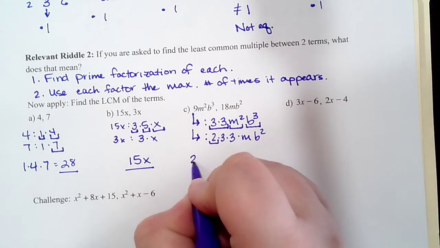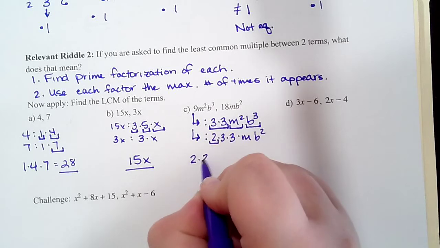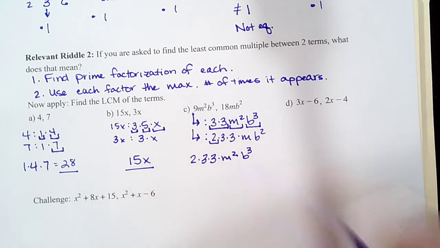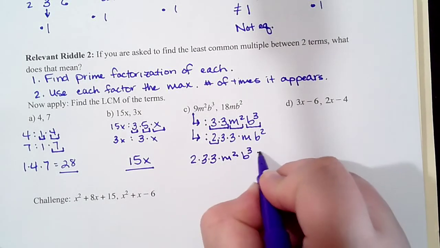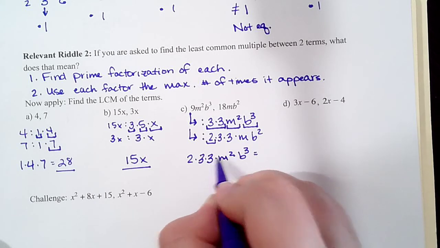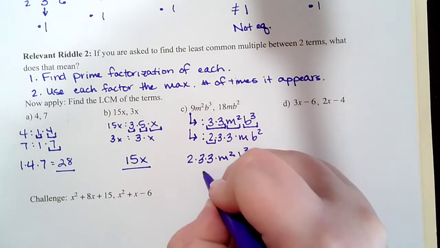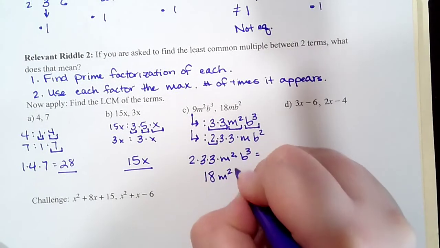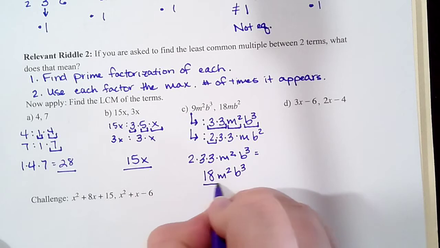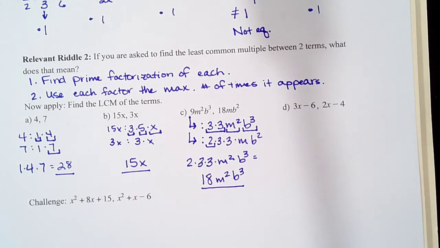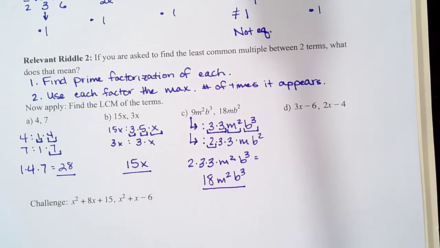Let's bring those down and multiply. So I've got a 2, 3, 3, m squared, b cubed. And then I'm just going to simplify that. 2 times 3 is 6, 6 times 3 is 18. So my least common multiple here is 18m squared b cubed, because I took the max from each of those and I put it into my LCM.